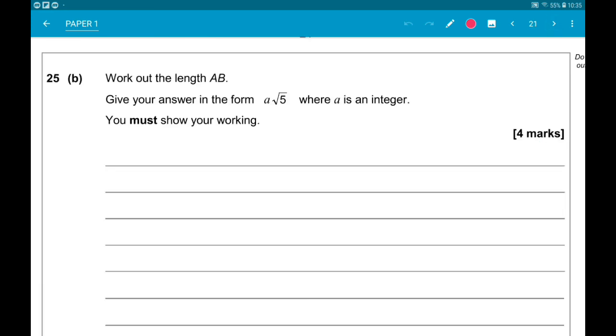So we know at the moment the gradient is -1/2. So if we use y equals mx add c, we have y is -1/2x add c. To find the value of c, you use a set of coordinates that you know lie on the line. So here that's 4, 8. So x is 4 and y is 8.